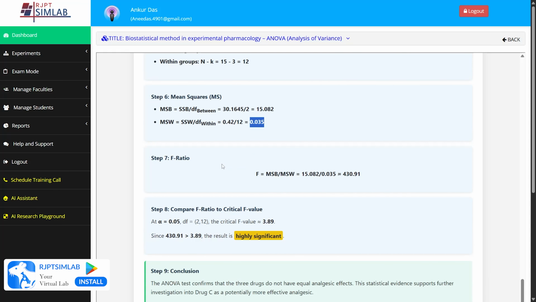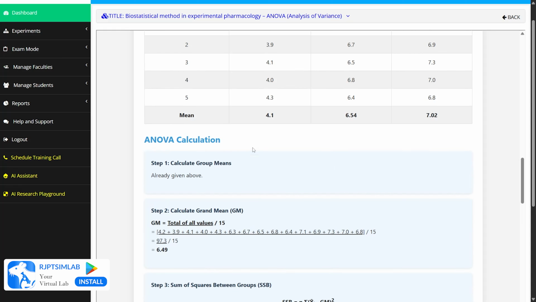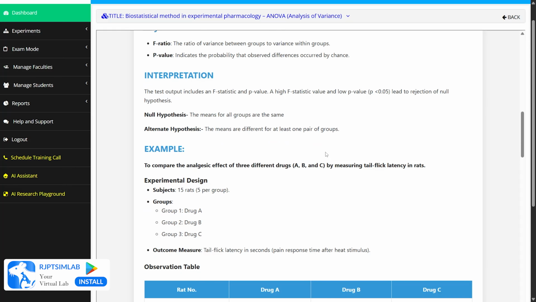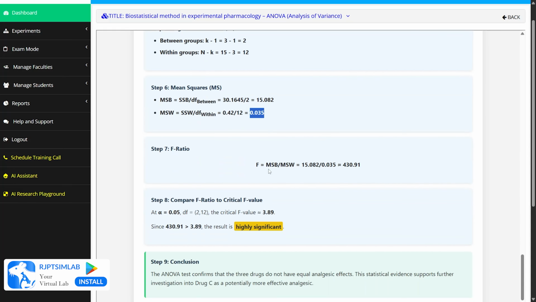Now we will move on to the seventh step, which is the F ratio. As we studied earlier, the F ratio is the ratio of variance between the groups to variance within the groups, meaning the differences between the groups to the differences within the groups. The formula says MSB divided by MSW, where MSB is the mean square value between the groups and MSW is the mean square value within the groups. When we put the values, we get 430.91. It is the F ratio.